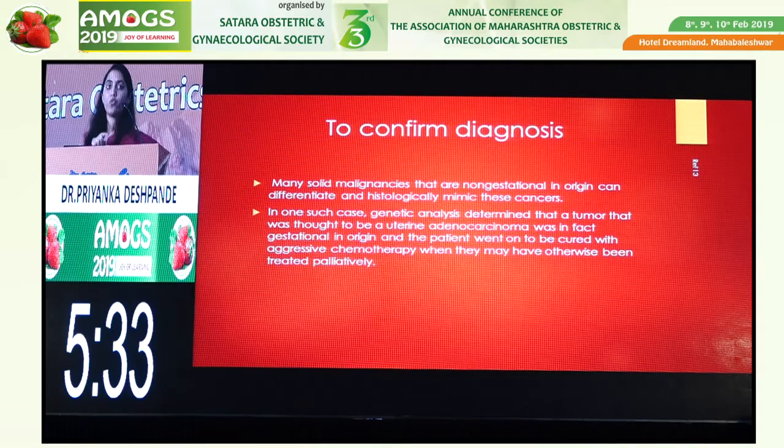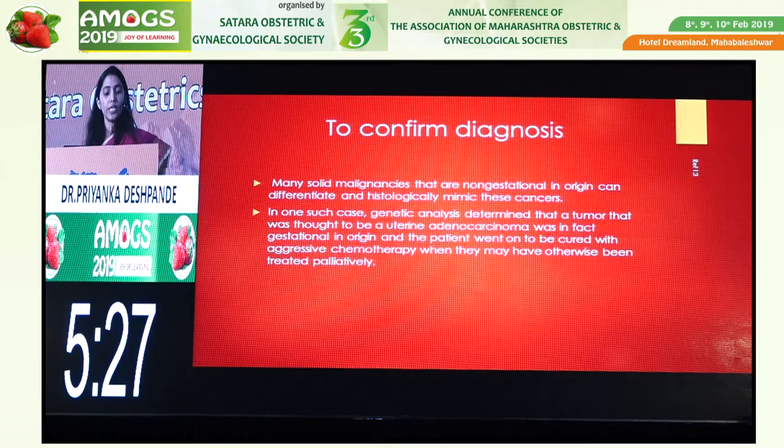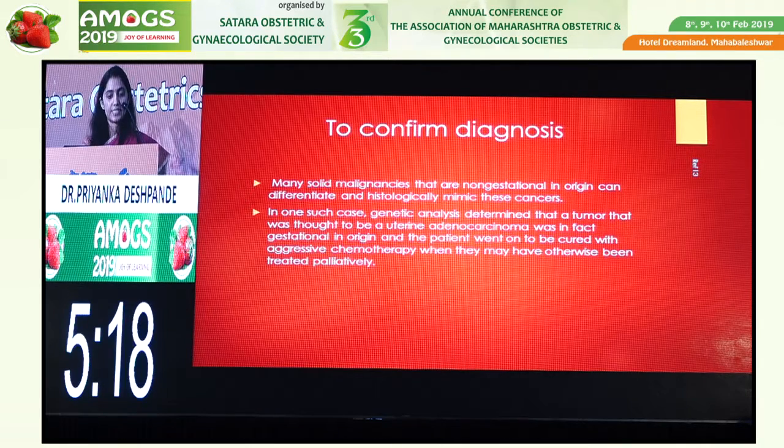Again, we have got a few very unusual case reports where many solid malignancies that are completely non-gestational in origin can mimic these molar pregnancies. So you have a very big solid mass in the uterus, you do a sonography and you diagnose it as, as it is described here, a case of uterine adenocarcinoma.